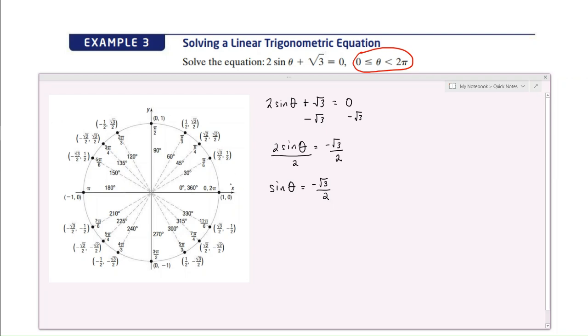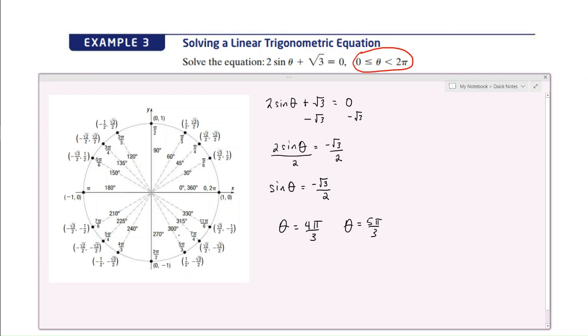We're only interested in anything that's on one rotation of the unit circle, and so we see that 4 pi over 3 has a sine of negative square root of 3 over 2. So theta equals 4 pi over 3 is one solution. And then I go over here to 5 pi over 3 where I also get a negative square root of 3 over 2. So theta is also equal to 5 pi over 3.